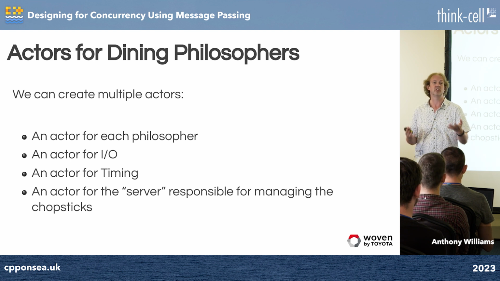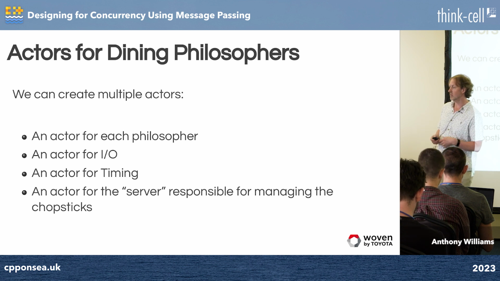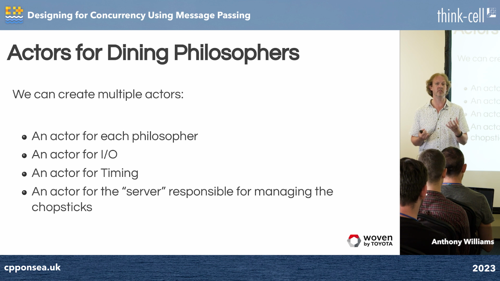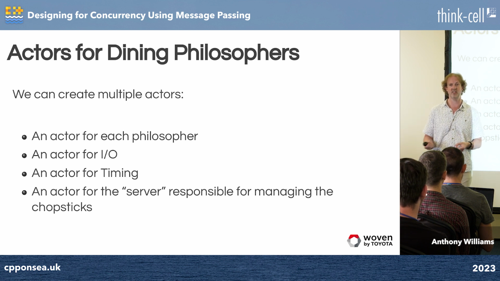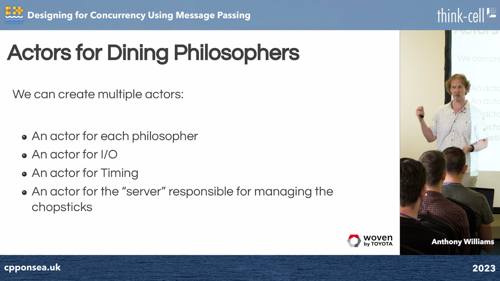We're going to have a service for timing, so we know how long they've been thinking or how long they've been eating. And then we're going to conjure up a new actor, a new microservice, the purpose of which is to manage the chopsticks, in terms of making sure that a philosopher either has 2 chopsticks or no chopsticks, and that we don't have a load of philosophers touching one chopstick and causing problems.